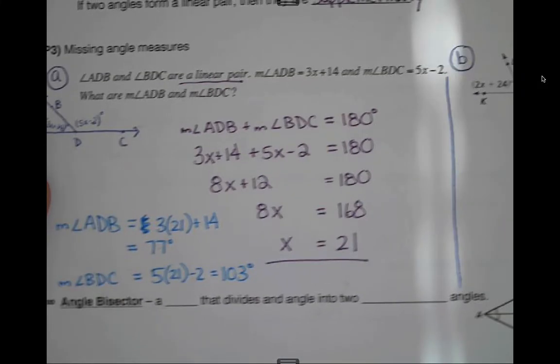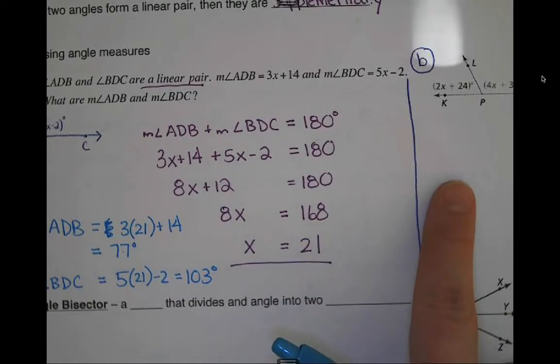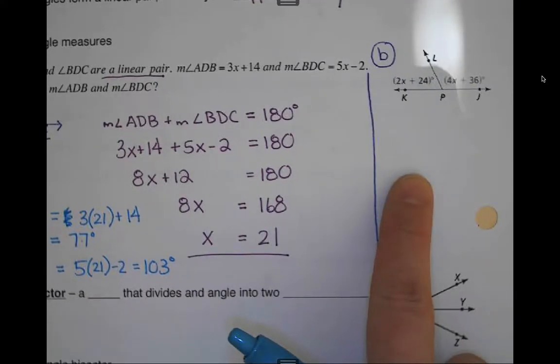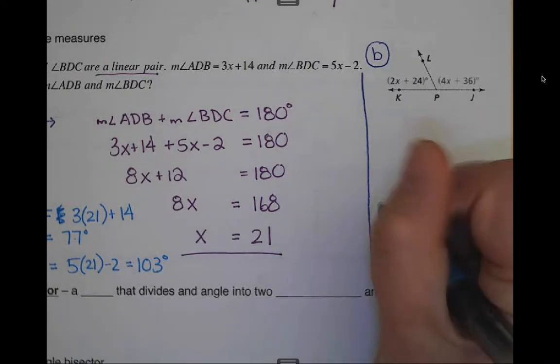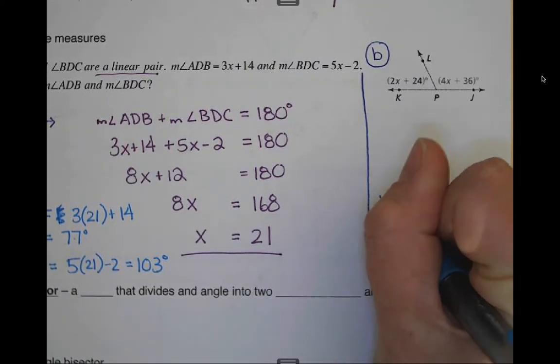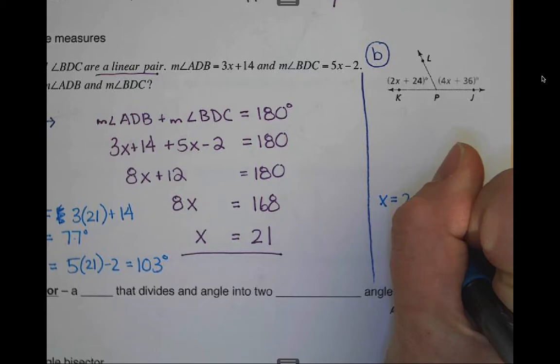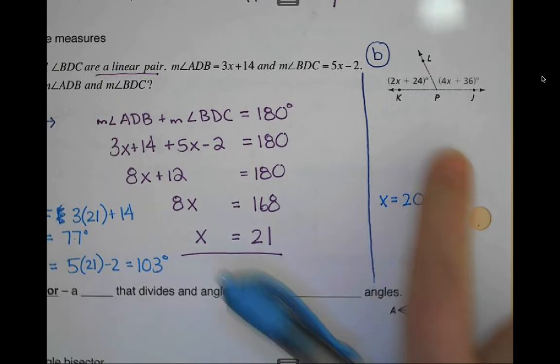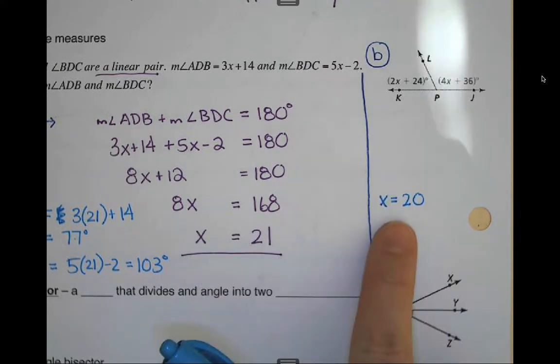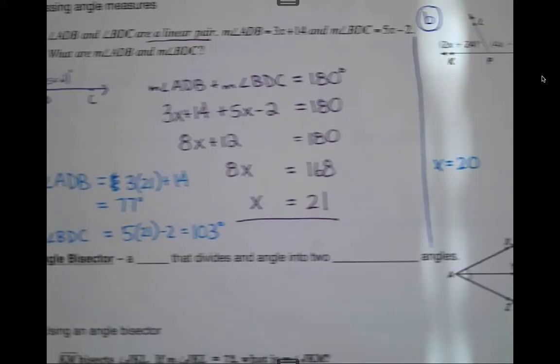You could take the time if you wanted to give letter B a try. If you are trying out B, I will write here that x equals 20, and then you could substitute back in and show them what you would do. What would you do to get x equals 20 if you give it a try?